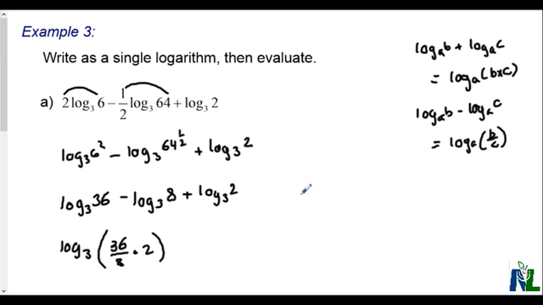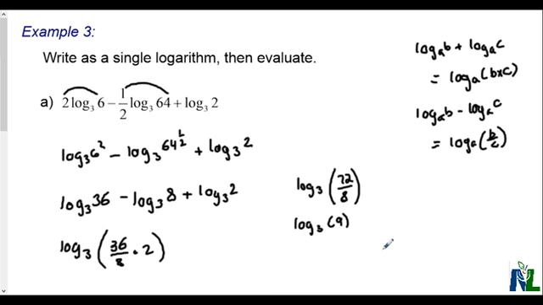Now it's not going to matter what order I do the multiplication and division in. So I'm going to multiply the 36 by 2 first. I'm going to get 72 over 8. I can then divide 72 by 8 and get a value of 9.